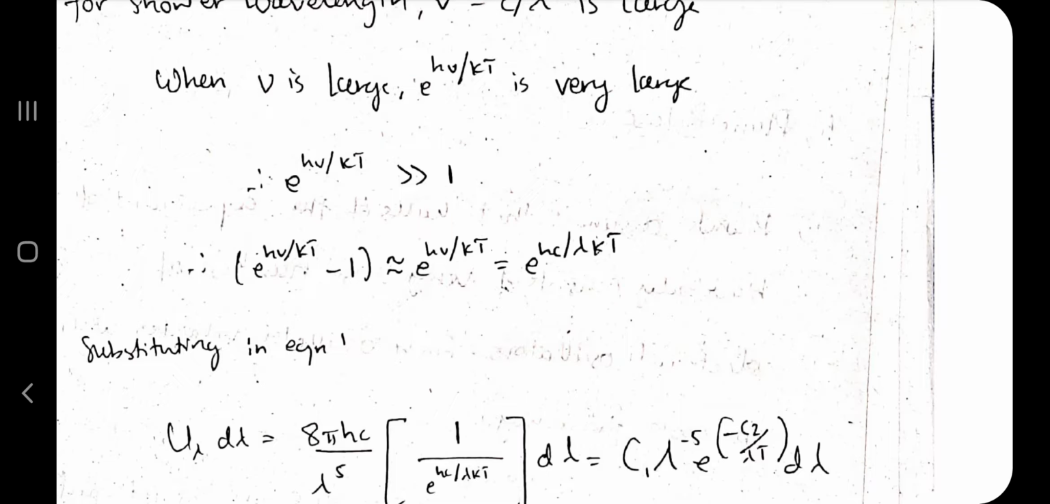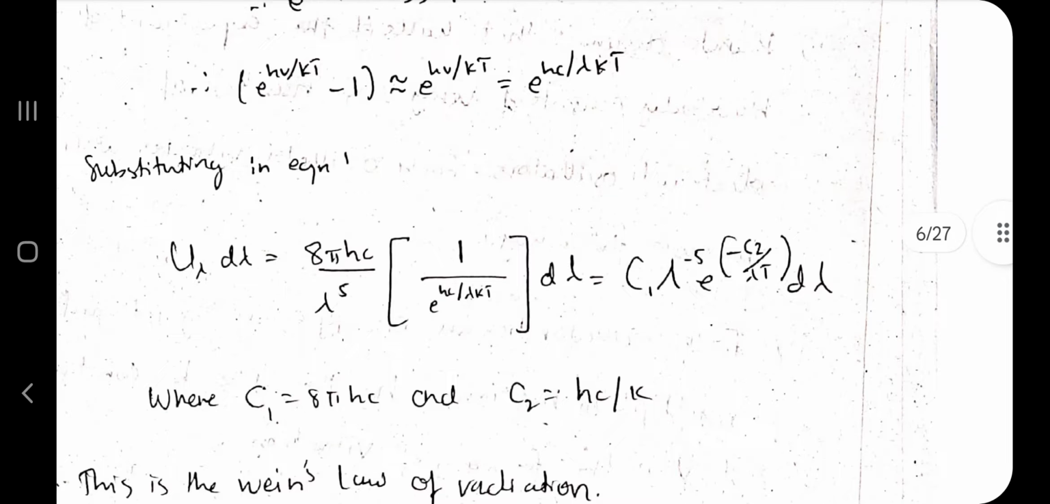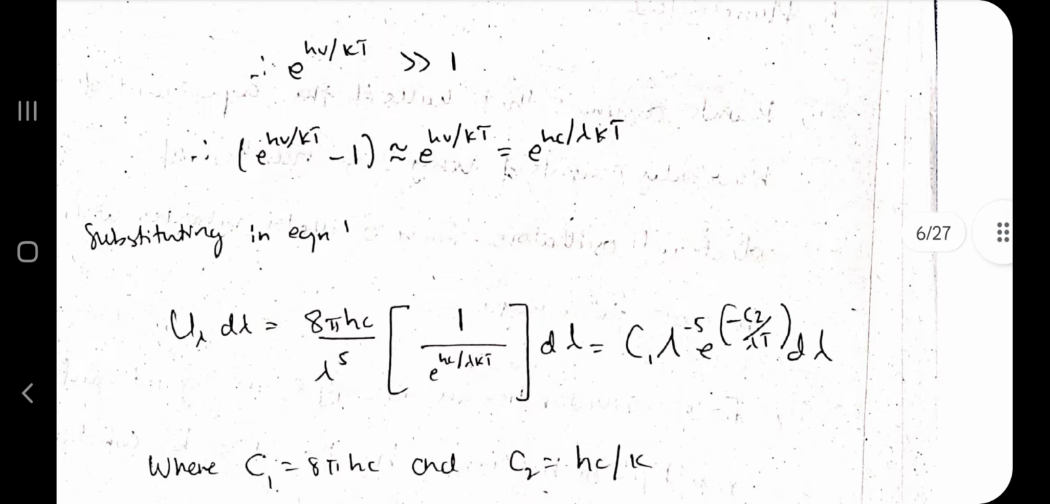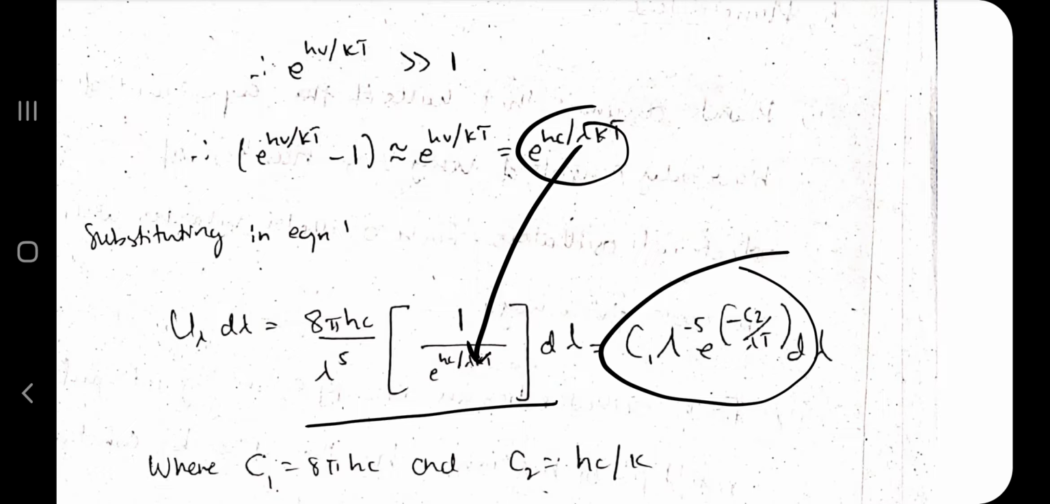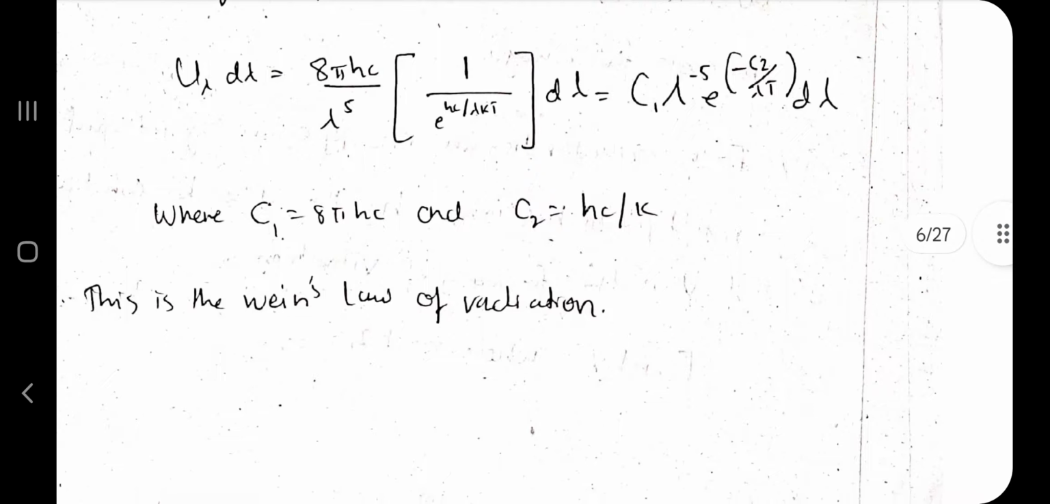What we did is just write c by lambda instead of v. Substituting that in equation 1, which is the equation of Planck's law, we get this. After simplifying, we take the 5 up, cancel the similar terms, and take the constants as c1. We get this form, and this is nothing but Wien's law of radiation.